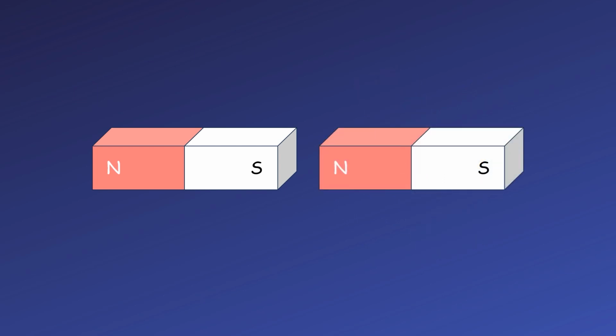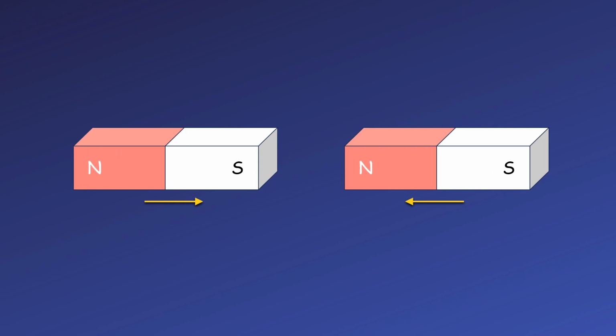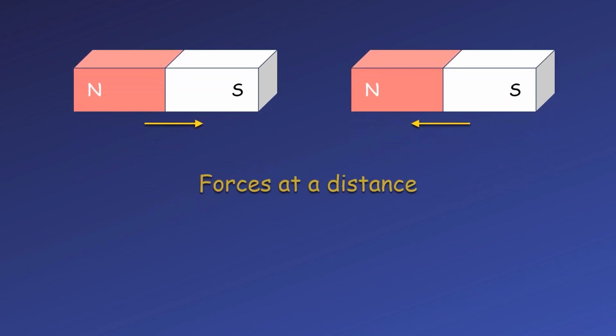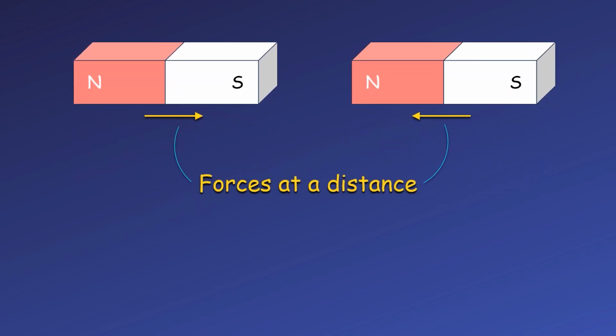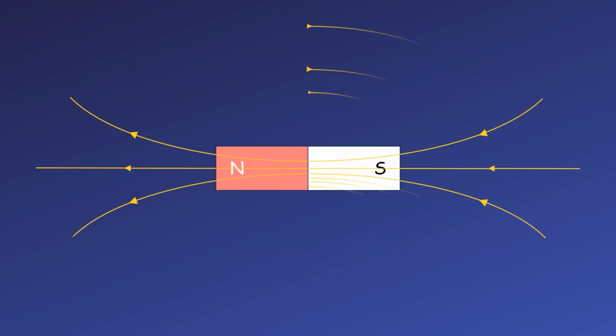So similar to electric charge, we have opposite poles that attract, just as opposite charges attract. And like poles repel, just like charges repel in electricity. We also notice that this force between magnets occurs at a distance without the magnets touching, just as with electric force between charges. So to explain this, we say magnets produce a magnetic field just as we said charges produce an electric field. The magnetic field lines go out of the North Pole and into the South Pole.